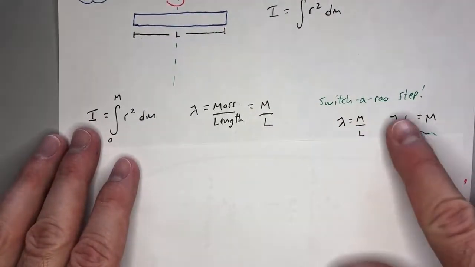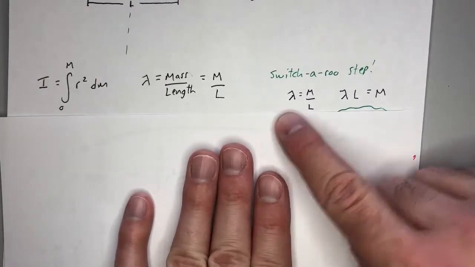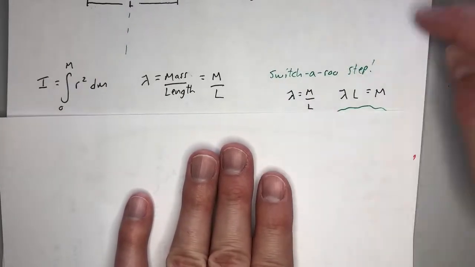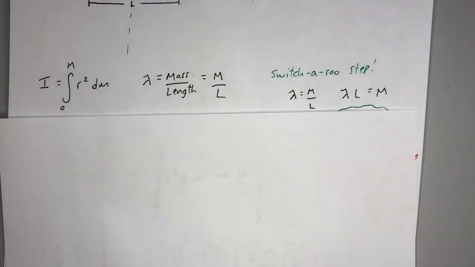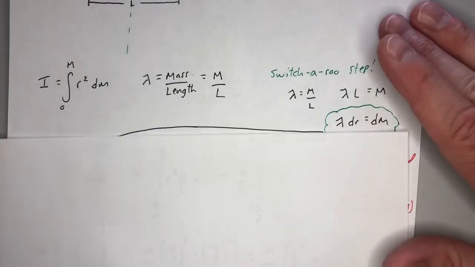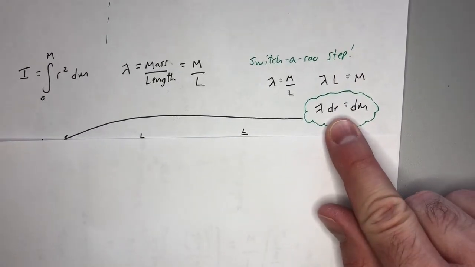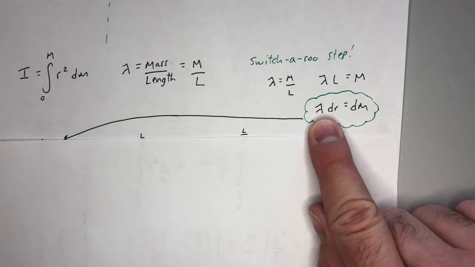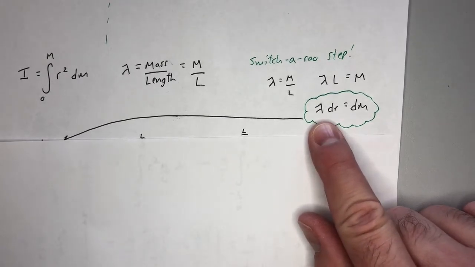So we're going to do our little switcheroo step. We're going to say, hey, lambda equals mass per unit length. We're just going to put the length over the other side. And we're going to say, but you know what? We're not just talking about the whole length of the board. We're going to talk about some little differential length times the linear mass density right there. Linear mass density is just a constant in this case.